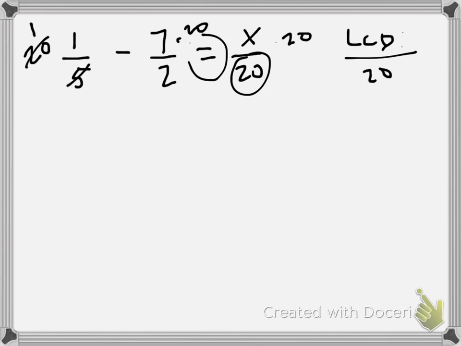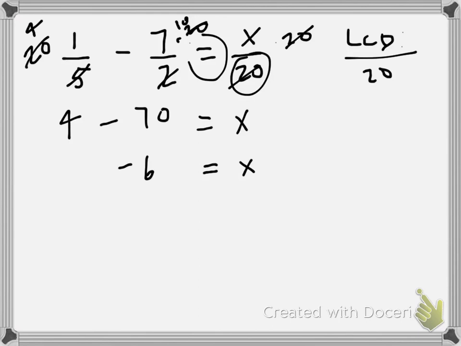5 goes into 20 4 times, so that's a 4 left there. 2 goes into 20 10 times, so 10 times 7 is 70. Over here, the 20s are gone. X is by itself, all of my fractions are gone. And the nice thing about this one is, because these are just numbers on the left, we're just going to subtract those. The X is already by itself, so we're in great shape and we're finished.